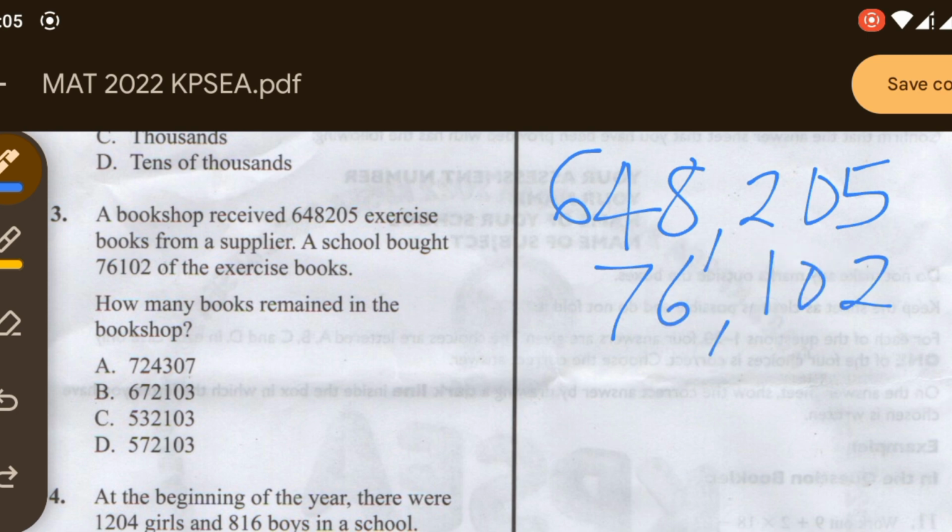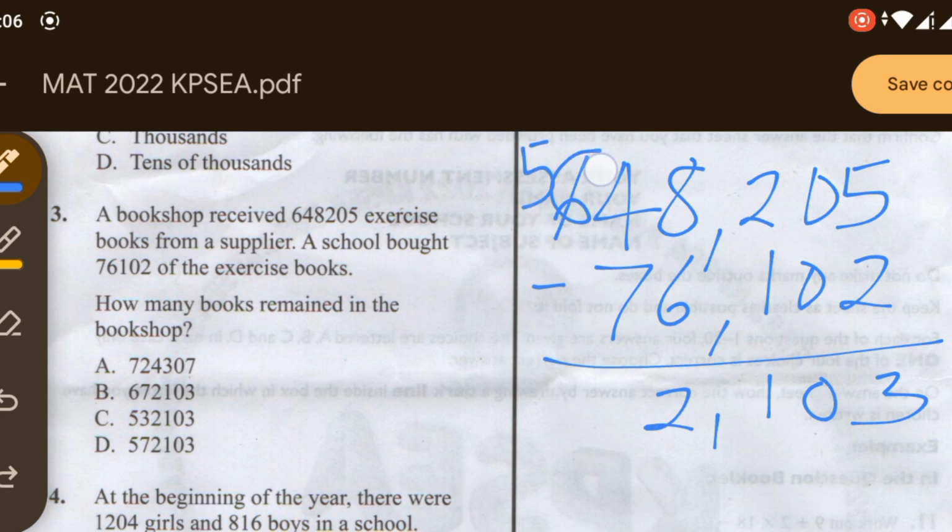76,102. So to find out how many books are remaining, we do minus. And we start from the right side. So 5 minus 2, we start on the unit side, or rather the ones side. 5 minus 2 is 3. 0 minus 0, 0. 2 minus 1 is 1, comma. 8 minus 6 is 2. 4 minus 7 is not possible, so we borrow 1 from 6 and it remains 5, and this one becomes 14. 14 minus 7 is 7. 5 minus nothing is 5. So the answer will be 572,103, and that will be D.